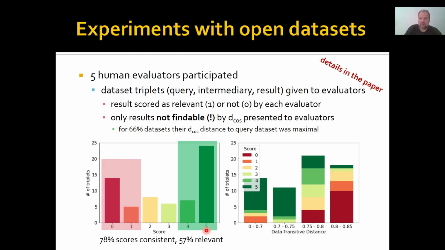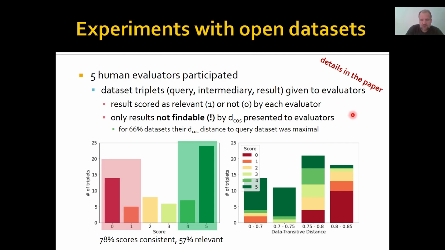Also, 57% of all of the triplets were ranked as relevant. And here we must emphasize that these triplets were only composed of results that were not achievable by the standard direct similarity. So everything the evaluators got was not findable by the cosine distance, because 66% of the datasets were not reachable by direct similarity, because the cosine distance was maximal.